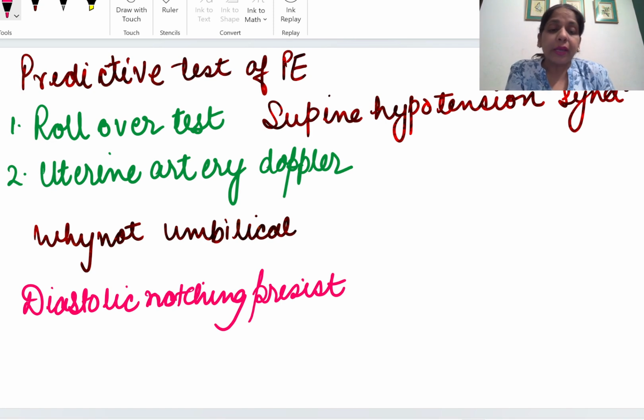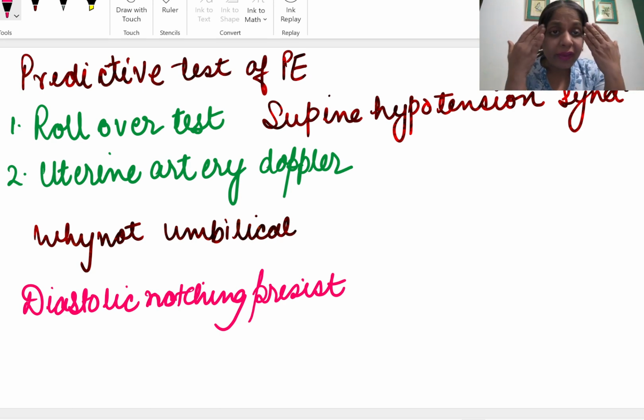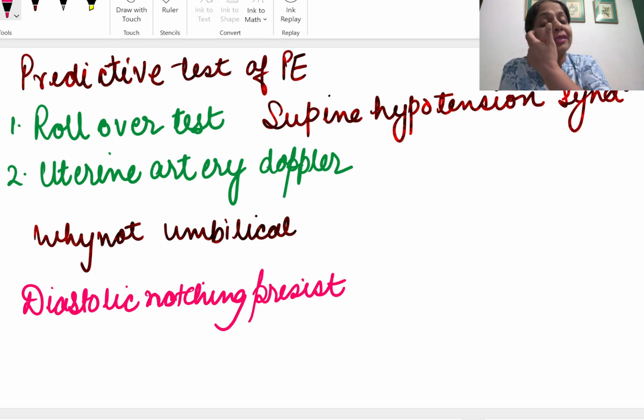Next is the predictive test for preeclampsia. There are 2 tests. One is the rollover test. Normally when a pregnant lady lies down, there is compression of the inferior vena cava. Please don't mark superior vena cava syndrome there. When the pregnant lady is lying down, the inferior vena cava is below the fetus, and the superior vena cava is up near the brain. How will it be compressed by the fetus? So when a pregnant lady lies down, hypotension occurs because the inferior vena cava is compressed.